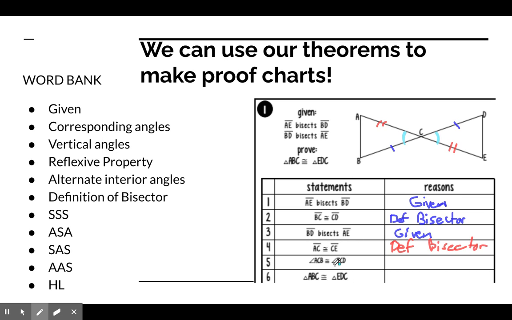And that was not given to us, but we know that that is true. These are two congruent angles. Why? Because they are vertical angles, right? Vertical angles. And now we have enough information to prove that these two triangles are congruent by using one of our 5 congruence theorems that we learned about in last lesson.